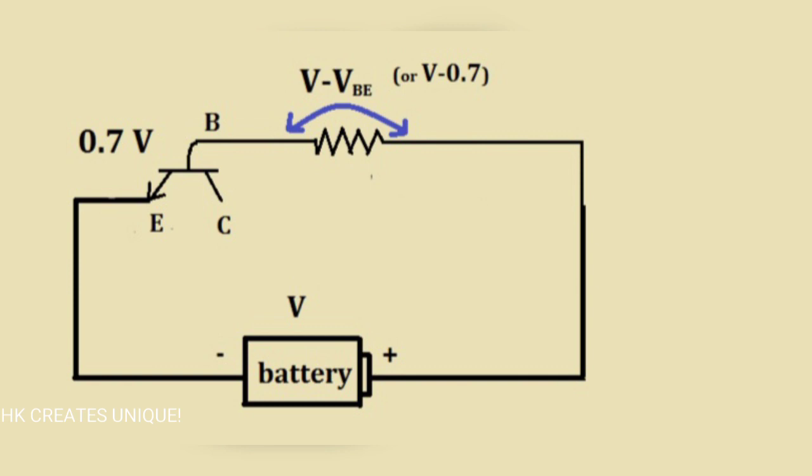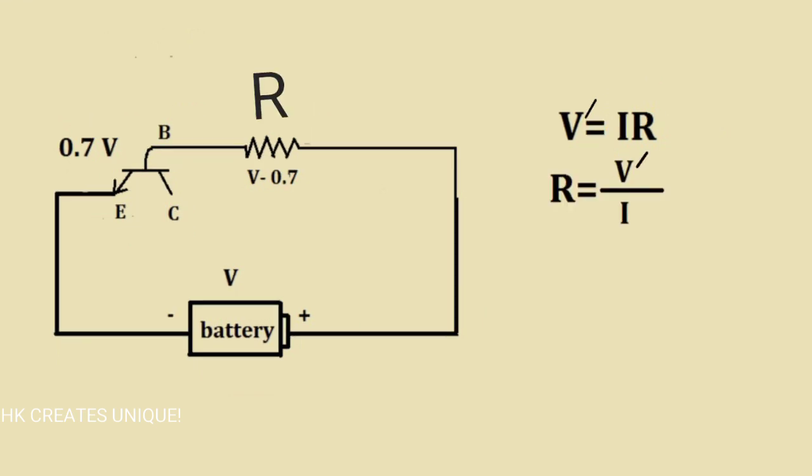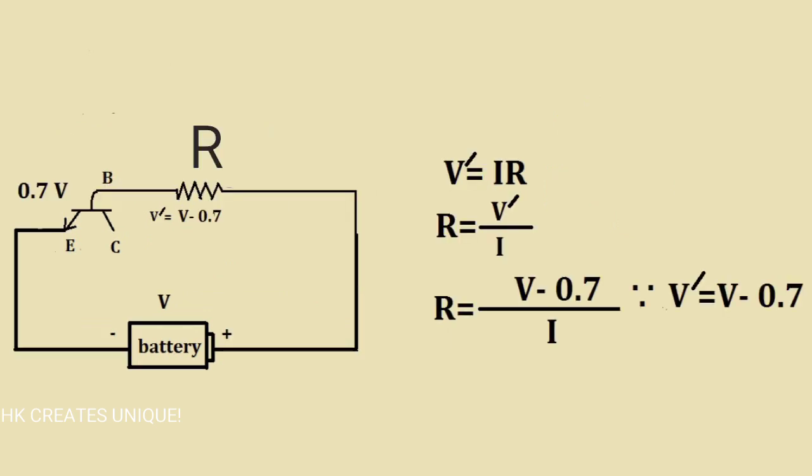Now in this resistor, let us apply Ohm's law. Let the voltage across the resistor be V dash. So applying Ohm's law, V dash is equal to current times resistance. Rearranging the equation, we get R is equal to V dash divided by I. We know that V dash or voltage across R is V minus 0.7. So we replaced V dash by V minus 0.7. So this is the formula for resistor calculation. But what should be the value of I?